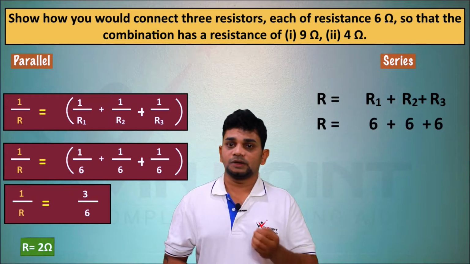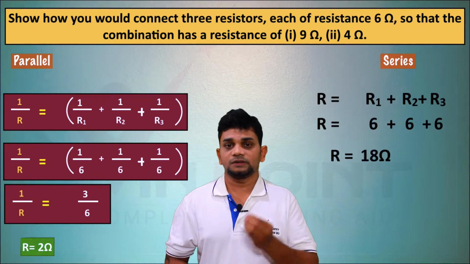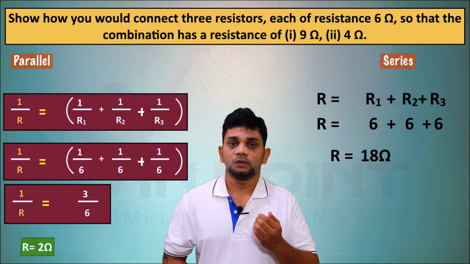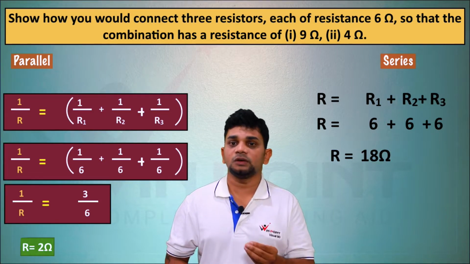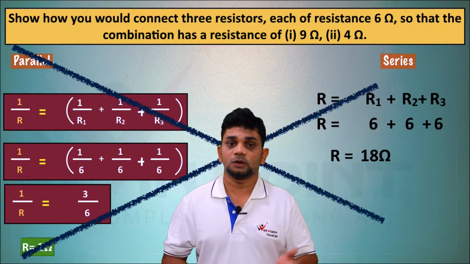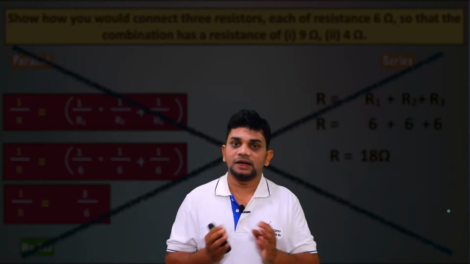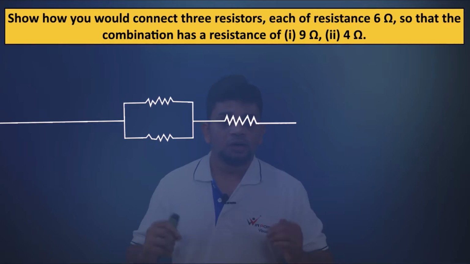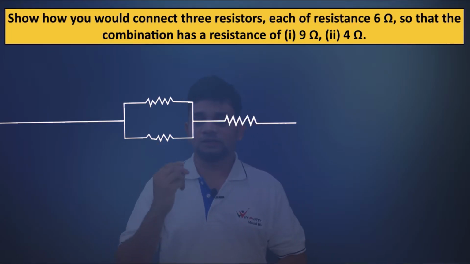R equal to R1 plus R2 plus R3. It will be 6 plus 6 plus 6, which is equal to 18 ohm. In the question it is 9 ohm and 4 ohm. So these two methods are not possible. We need to mix parallel and series connection. Let's try that. Now we are connecting 2 resistors in parallel, 1 resistor in series.